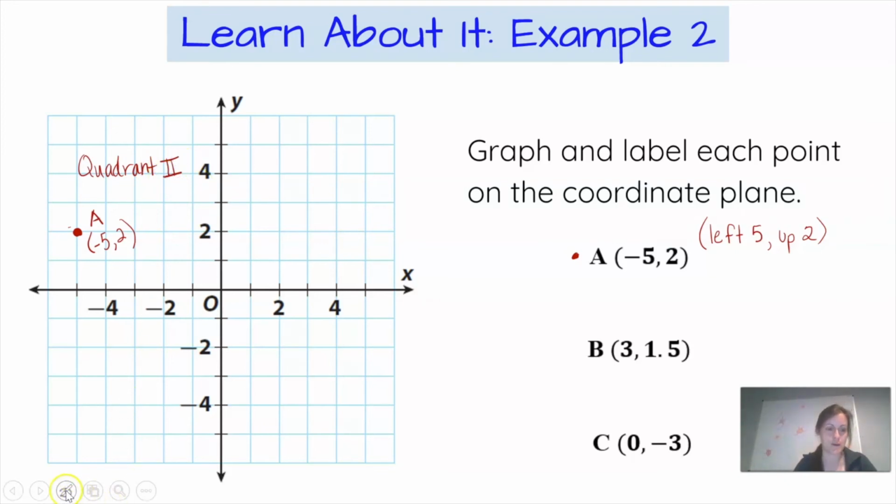So for point B, I'll use green. The directions for point B are telling me to move to the right 3 and up 1 5/10. So let's start at the origin and move to the right 3, 1, 2, 3, and up 1 5/10. So point B is right here, 3, 1 5/10. And this is in quadrant 1.